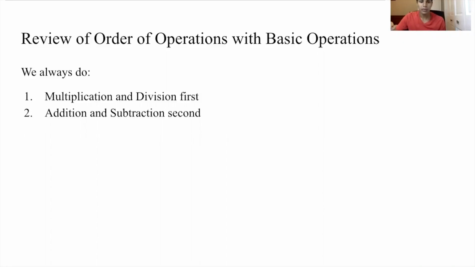Remember, order of operations is what determines what order we do different parts of a question in, whether we have an equation or an expression. So the rules are that we always do multiplication and division first, and addition and subtraction second. Now, one clarification I want to make is that multiplication and division actually have the same order. So you don't always do multiplication first. You do whichever comes first in the question.